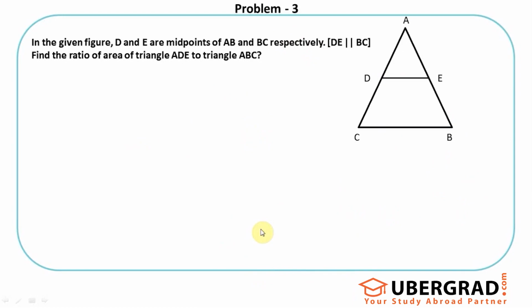In the given figure, D and E are the midpoints of AB and BC respectively. DE is parallel to BC. Find the ratio of the area of the triangle ADE to the triangle ABC. So D and E are the midpoints. So there is a property for the midpoint. There is something called the midpoint theorem. The line joining the midpoints of two sides of a triangle is parallel to the third side.